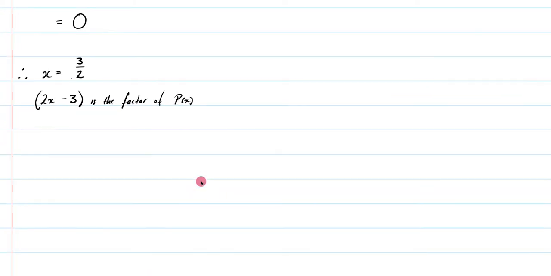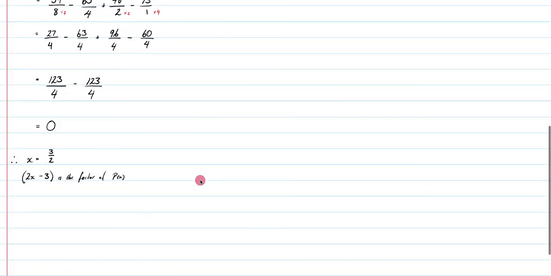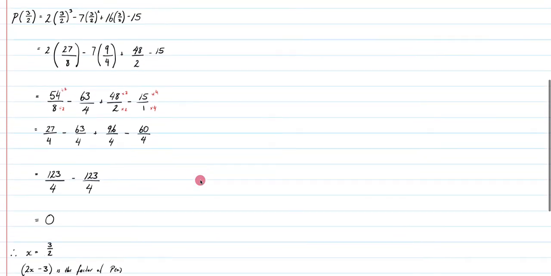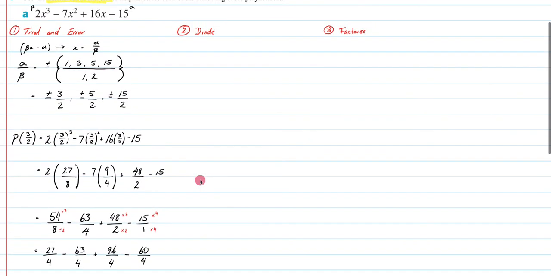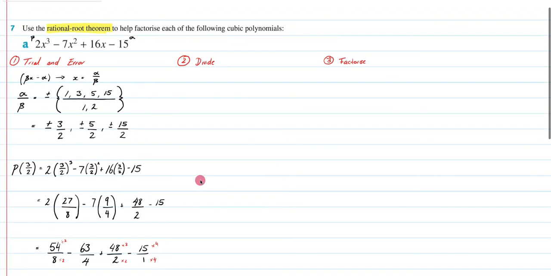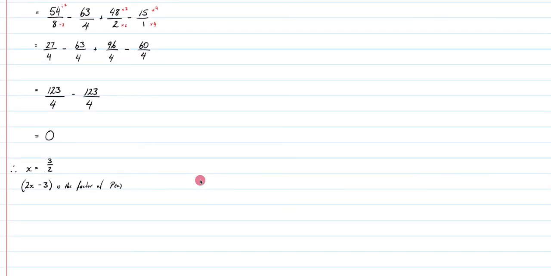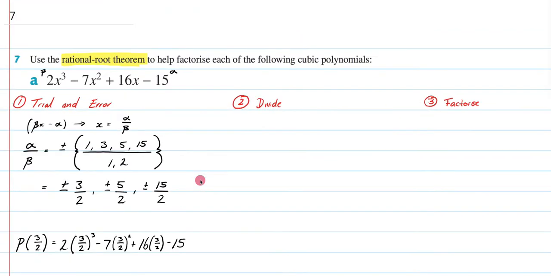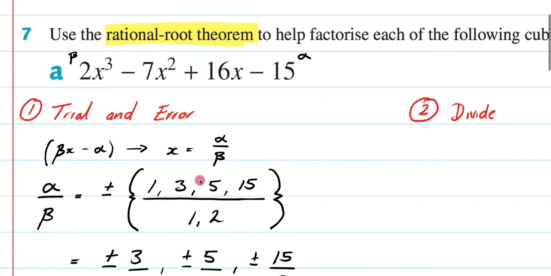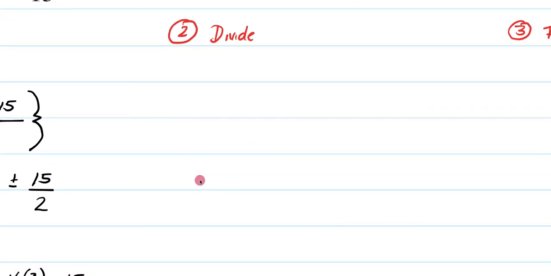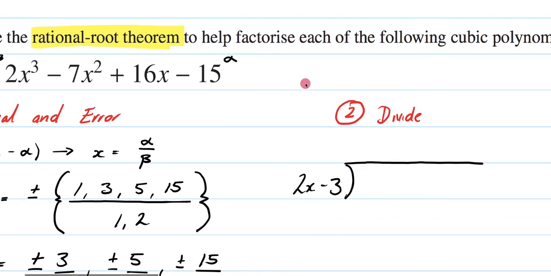So let's now zoom out. 2x minus 3. So now what I'm going to have to do is come up to my second step, which is divide. So remember what our factor is, 2x minus 3. I'm going to come up here, and now I'm going to do some division. So I come over here, and I'm going to go 2x minus 3. I'm going to divide that by my polynomial I started with.